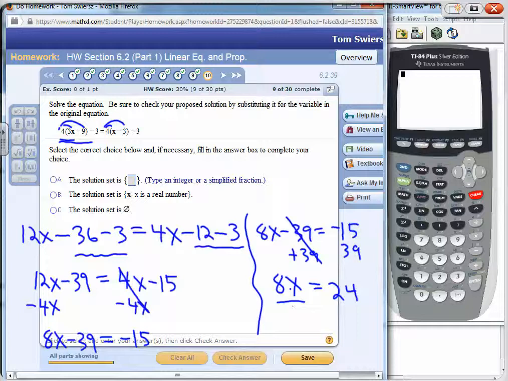8 times x. To get rid of the multiplying by 8, we're going to divide by 8, because 8 divided by 8 is 1. 1 times x is x, and we know 24 divided by 8 is equal to 3. Okay, so the answer is x equals 3.